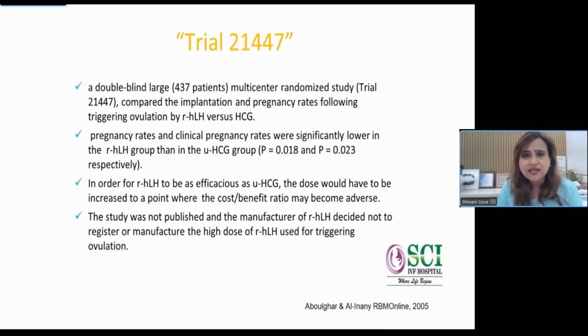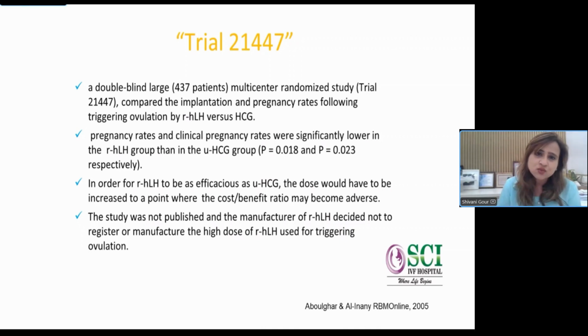So we have this trial 21447, a very large randomized double-blind trial, and what they found was that they compared implantation and pregnancy rates following recombinant LH versus HCG, because all of us would think, if LH is so good, it will cause FSH and LH surge both, then why don't we use LH? Why are we using HCG?